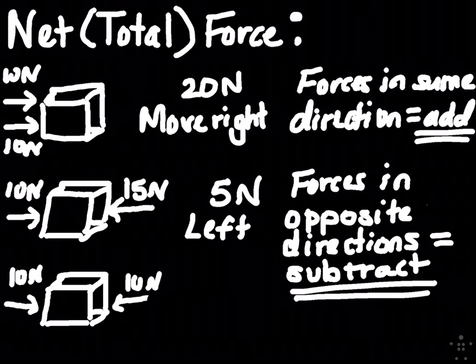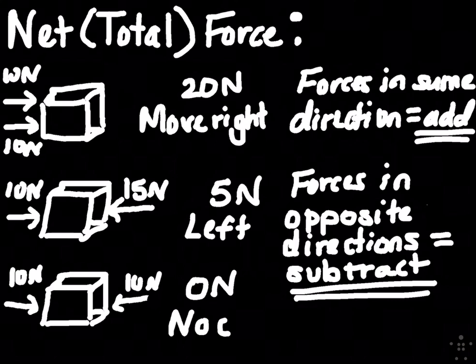I bet a lot of you are saying, well, it has to be 0 because they're in opposite directions, so I subtracted. You're exactly right. The total force on this third box would be 0 newtons. And so in this case, what was going on was the forces were balancing each other. Neither one of them was going to win. And in that case, since no force wins, we have no change in motion, which is kind of a big deal.